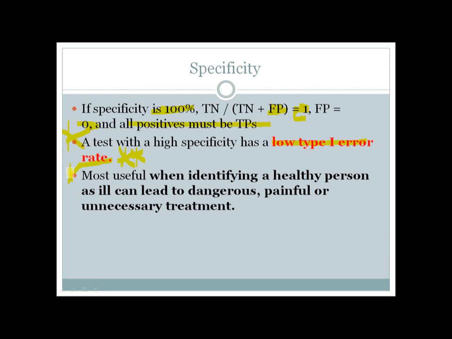And specific tests are most useful when identifying a healthy person as ill can lead to dangerous, painful, or unnecessary treatment. So we use sensitivity to identify ill people. We use specificity to identify the people who are actually healthy.